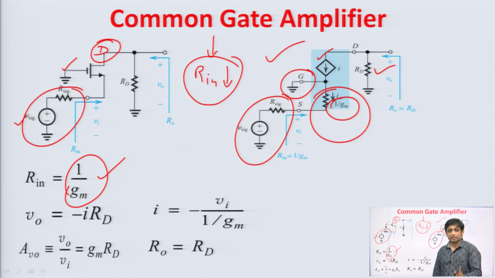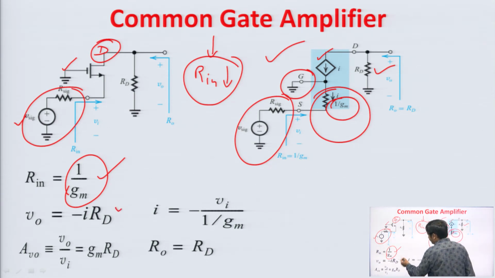That is why when we design any voltage amplifier, we do not prefer the common gate amplifier, because for any voltage amplifier the input resistance should be high, in order to avoid the signal loss. So, it is not preferred, but there are applications of common gate that I will discuss later.